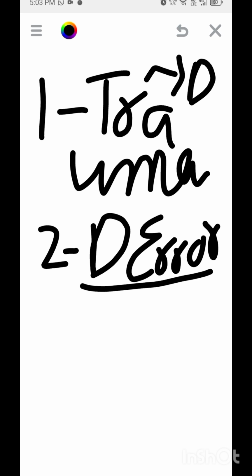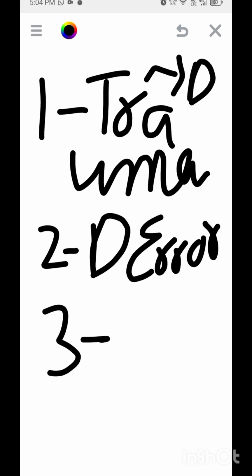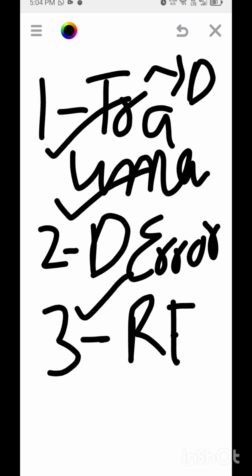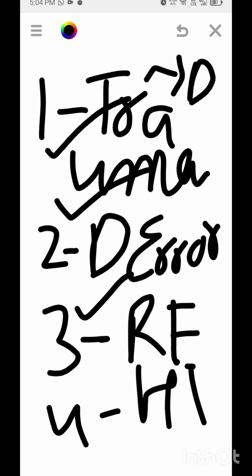Also, in people who have a high arched palate, there is DNS. I'll show you a picture in the next slide. There is trauma, there is developmental error, there are racial factors, and there are hereditary factors. So there are four causes of DNS: trauma, developmental error, racial factor, and hereditary factor.